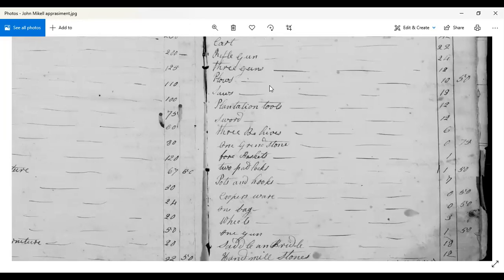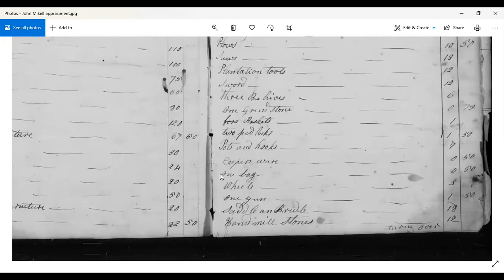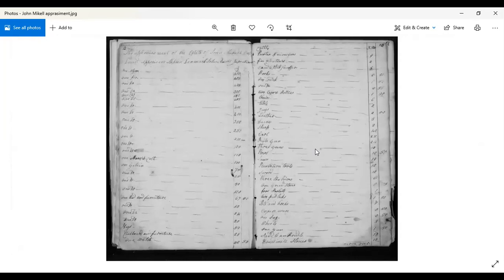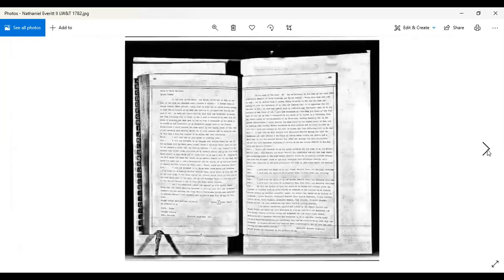Plantation tools, plows, carts, a gun, various guns, beehives. That's something a lot of people wouldn't think of today, but they had beehives, gristmill stones, baskets, forks, hooks, copperware, a bag. So all of these little items that today we might not take a second thought about were very important back then and would be in those appraisements.